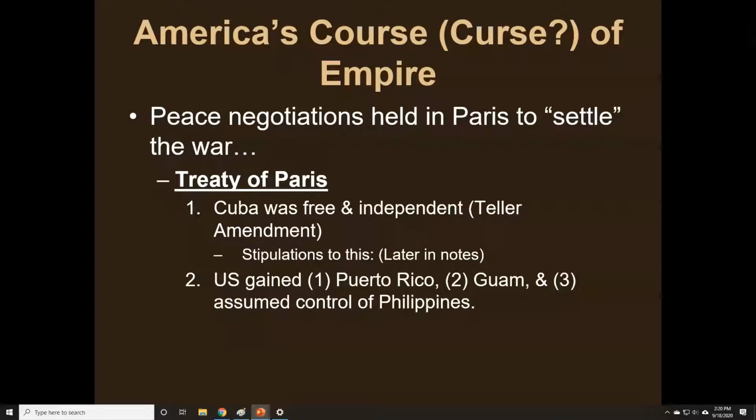This is chapter 27, section 3 of the reading in your packet. And so it was over America's course or curse of empire, and then perplexities in Puerto Rico and Cuba.